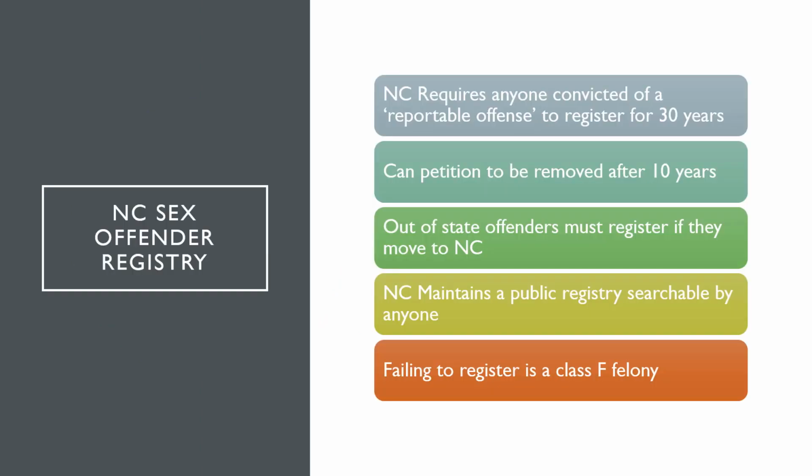So the North Carolina Sex Offender Registry basically lasts 30 years. You can, if you're good, petition to be removed after 10, but it's difficult. If you come into North Carolina, you have to register. North Carolina lets anybody search this registry. And if you don't put your name on it, if you're a sex offender, you're committing another crime. It's a Class F felony.